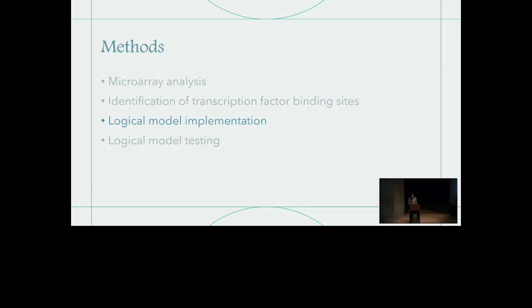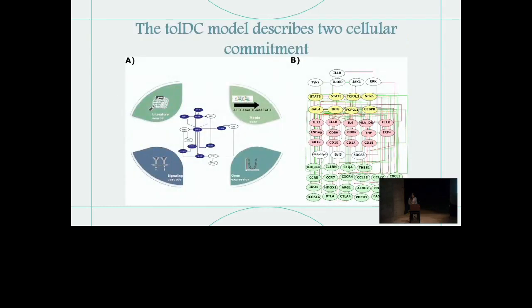Then we move to the logical model implementation into the GeneSim. In the first figure, panel A, we have the data that we used to construct our model. First, there is the literature search, then the pattern matching that we did with the matrices from the transcription start sites, the gene expression analysis, and the signaling cascade that came from interleukin 10. We put it together and we build our model that starts with interleukin 10, then the signaling cascade.